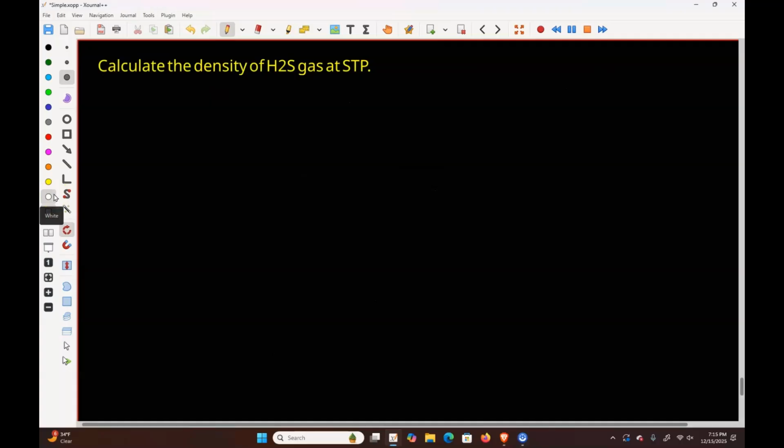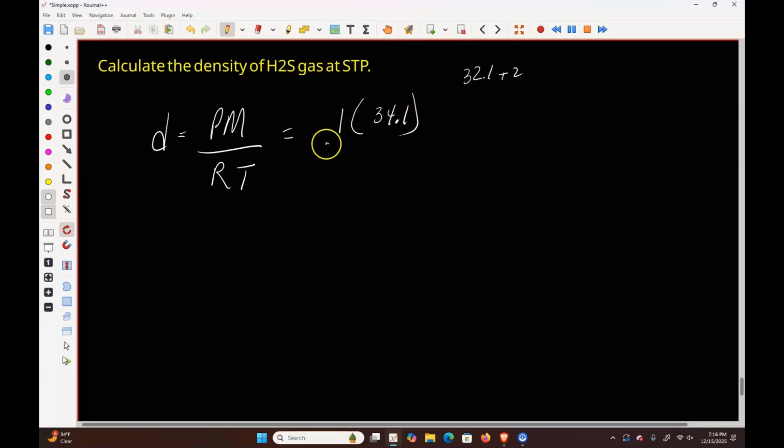Okay, calculate the density of H2S gas at standard temperature and pressure. So density is equal to PM over RT. Standard pressure is 1 atmosphere. The molar mass, sulfur is 32.1 plus 2, that would be 34.1, over 0.0821 times the temperature of 273, because it's standard conditions. I get 1.52 grams per liter.